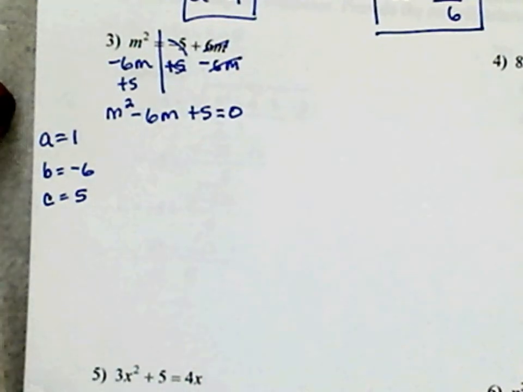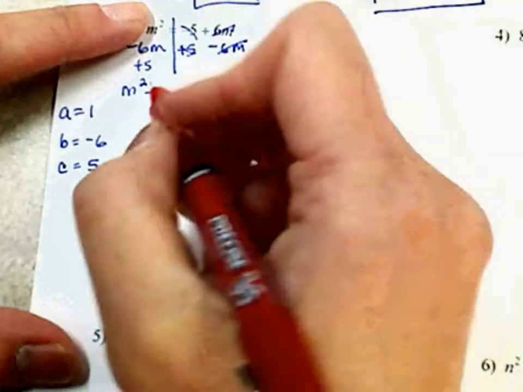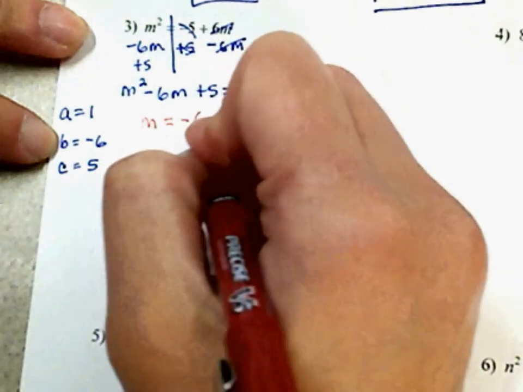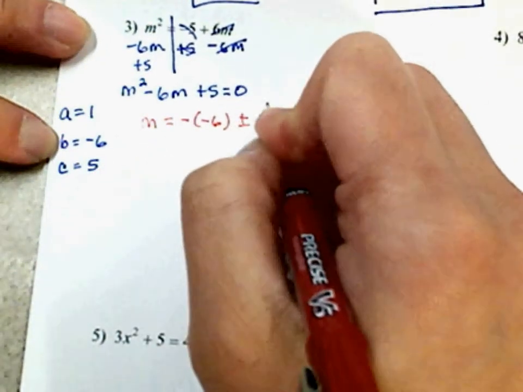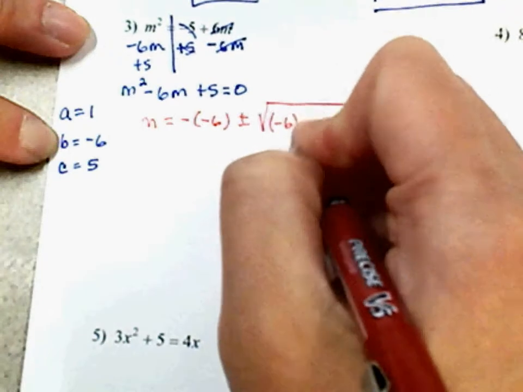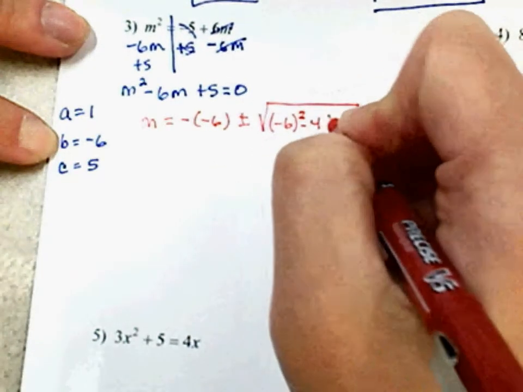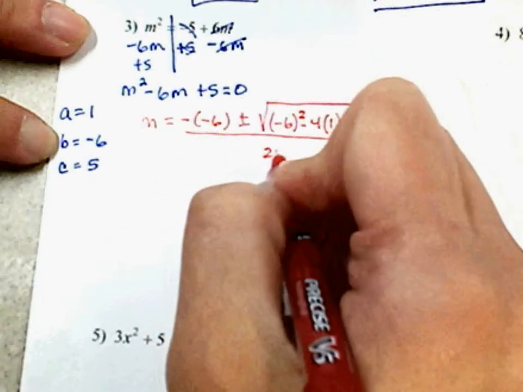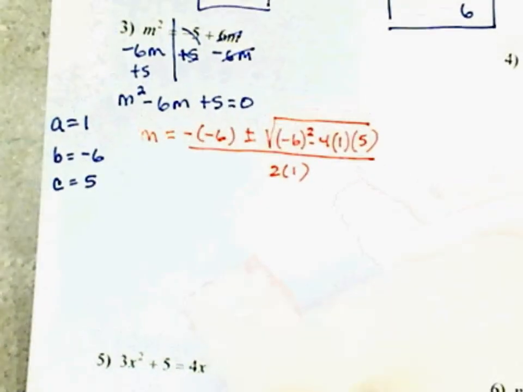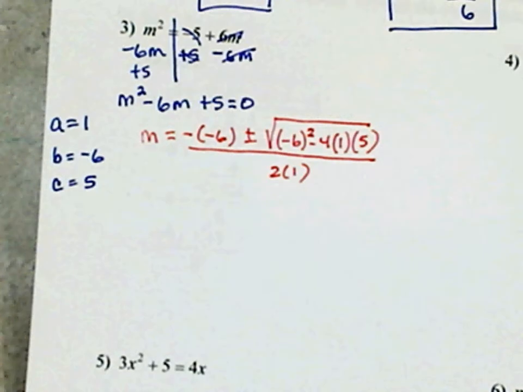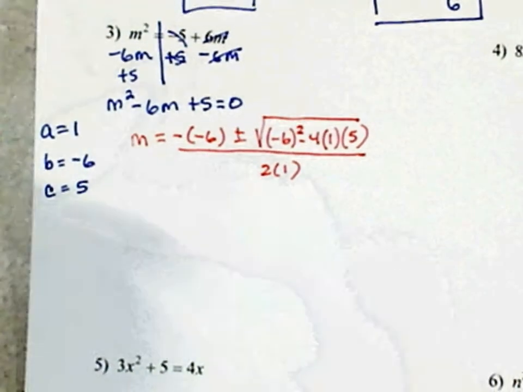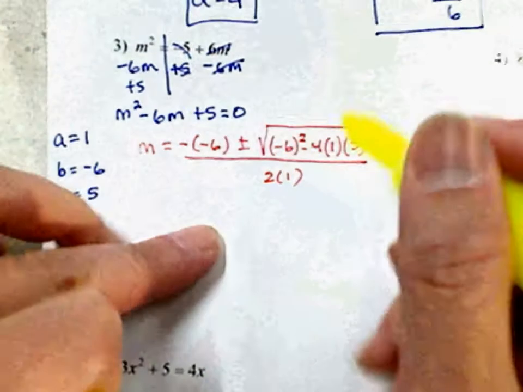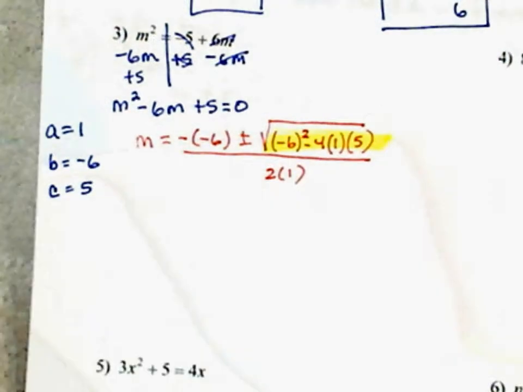Here we go. Let's take a look. M equals negative B plus or minus square root of negative 6 squared minus 4 times your A times your C, all over 2 times A. Do your discriminant first. Do this part on your calculator. Always do that one first.